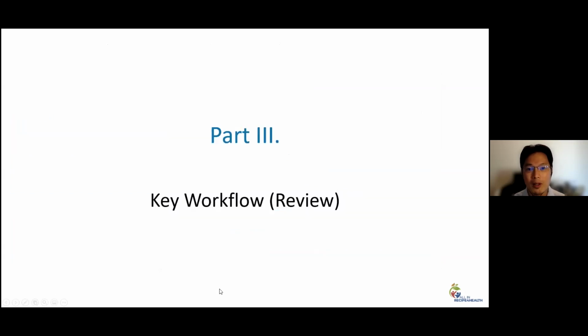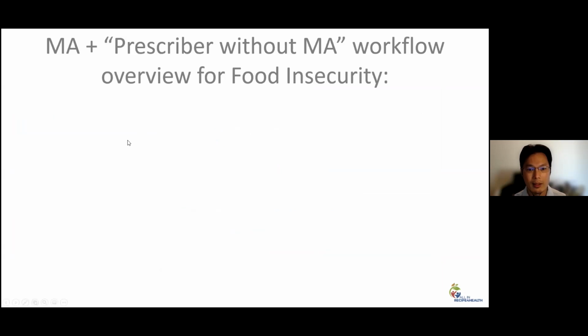So that was part 2, the details about food insecurity. This should be a review, part 3, it's key workflows. This is, again, more for prescribers without MAs and the MAs. The prescribers with MAs have a different workflow. So those who are here who are prescribers with MAs, just understand that, okay? This is speaking to your colleagues.